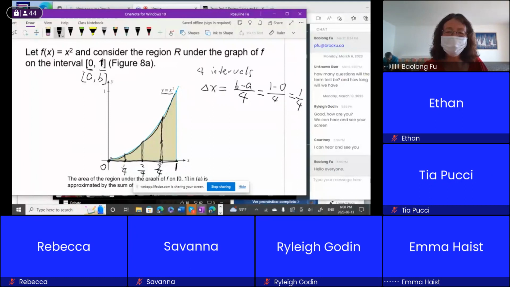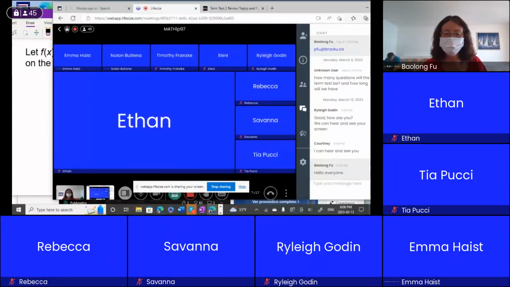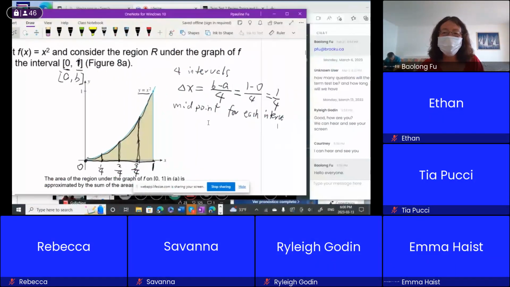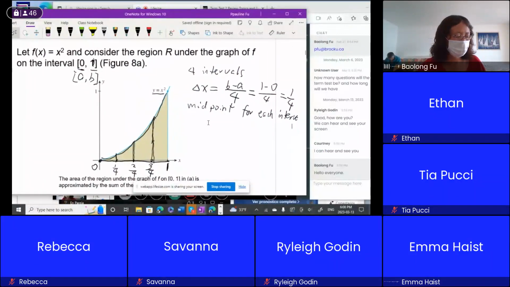Once you decide you want to divide into 4 intervals, then you need to calculate the midpoint of each interval. Midpoint for each interval. And how do you calculate the midpoint for each interval?